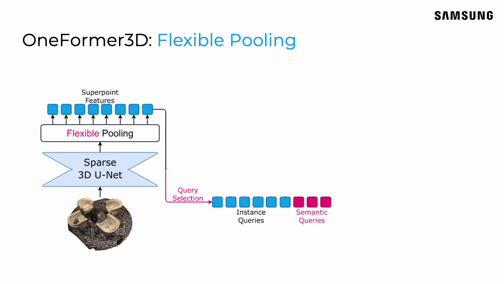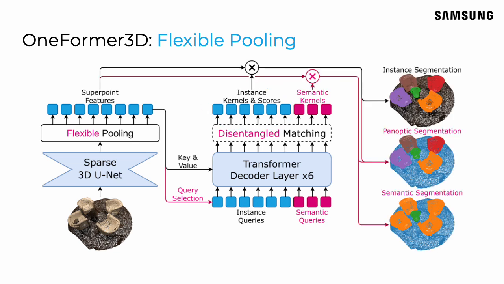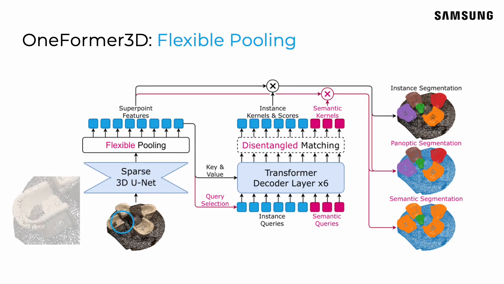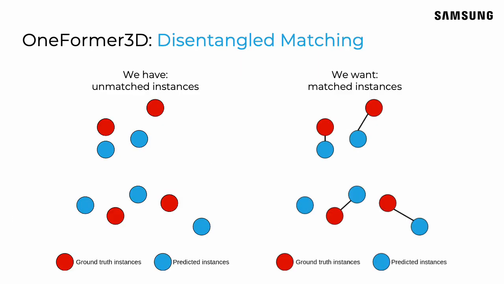We actually can initialize instance queries with superpoint features. A query decoder transforms each instance query into a kernel. Each kernel is convolved with superpoint features to produce an instance mask. So we have a correspondence between a superpoint, an instance query, a kernel, and a predicted instance mask, which defines a predicted instance. By skipping intermediate steps, we can directly match a superpoint and a predicted instance. Our model returns a set of predicted instances.